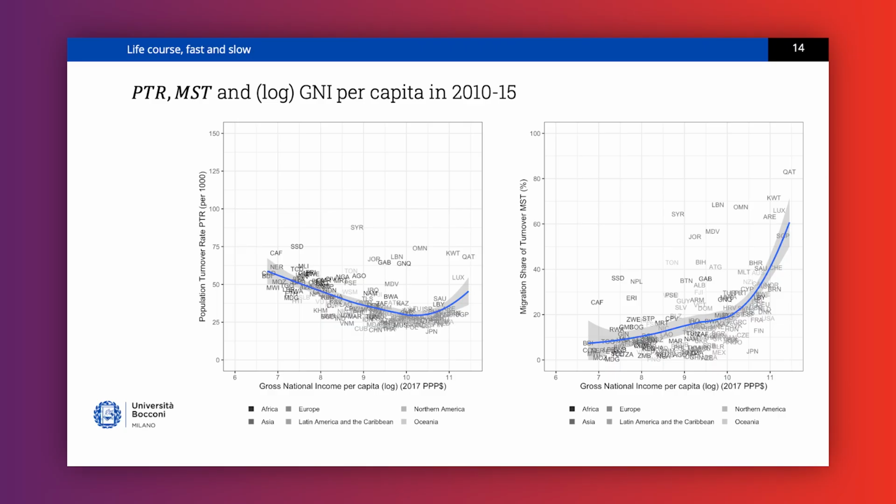This is, again, correlation, very simple, discovery. This is the relationship with gross national income per capita, so basically the wealth of a country. And you see, a little bit like the demographic transition.